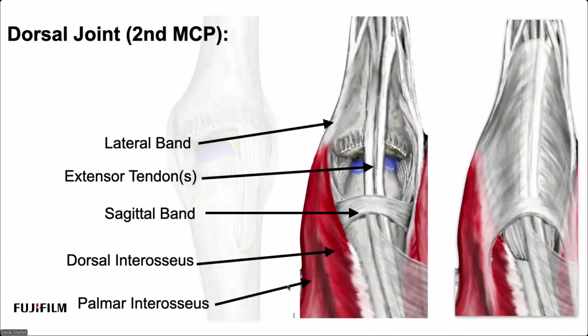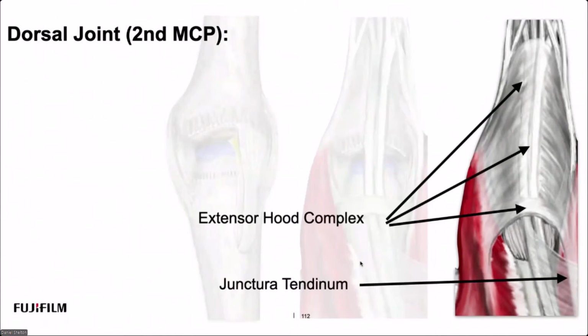We can see the lateral bands. Those are the contributing fibers between the lumbrical and the dorsal interossei, depending on the joint that you're on. It could also be the palmar interosseous. But on the second digit, that would be strictly dorsal interosseous and lumbrical. And then we have the extensor hood complex, which is that band of fibers. Here it is just dorsally.